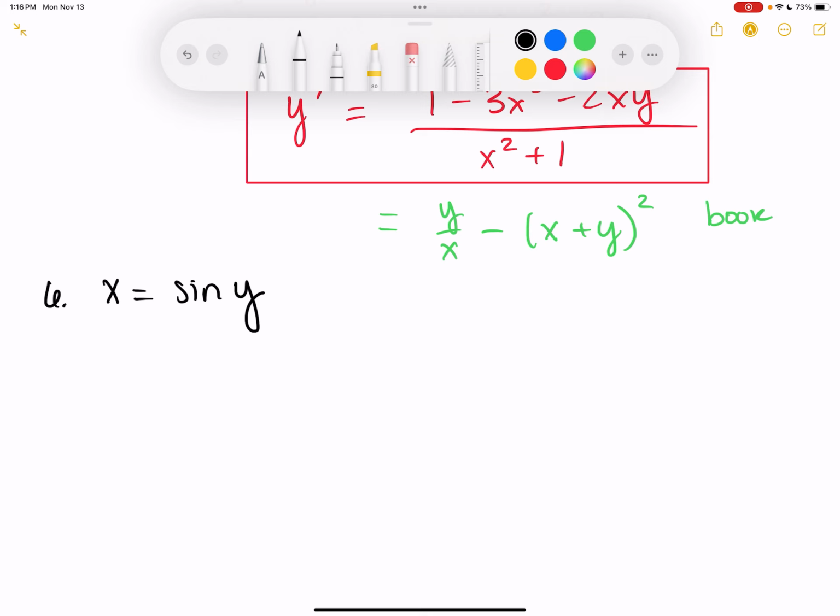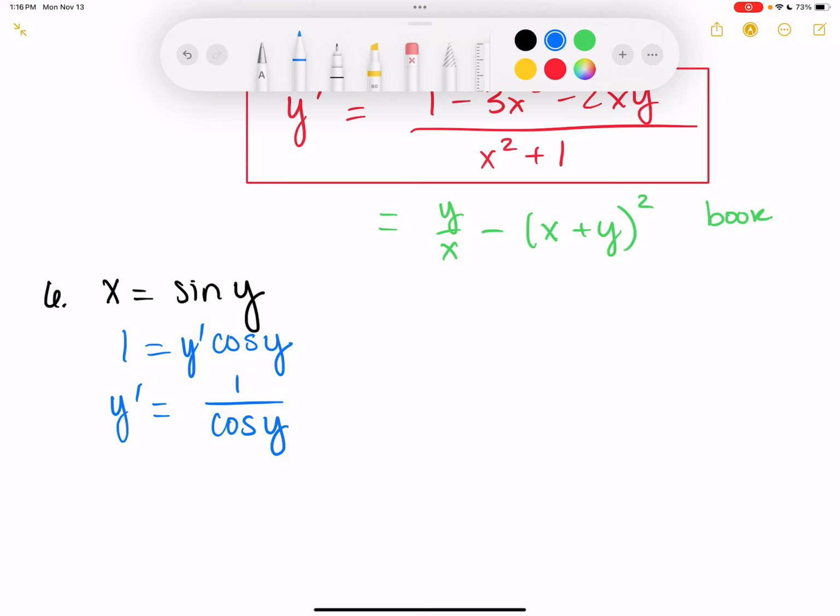So, derivative of x is 1, and then derivative of sine is cosine. So this is going to be cosine of y. Derivative of y is y prime. So y prime cosine y equals 1. Wait, can you back up a second? I thought it would be cosine y prime. No, it's a chain rule. Derivative of the whole thing: copy down what's inside times the derivative of what's inside. So now y prime is equal to 1 divided by the cosine of y.